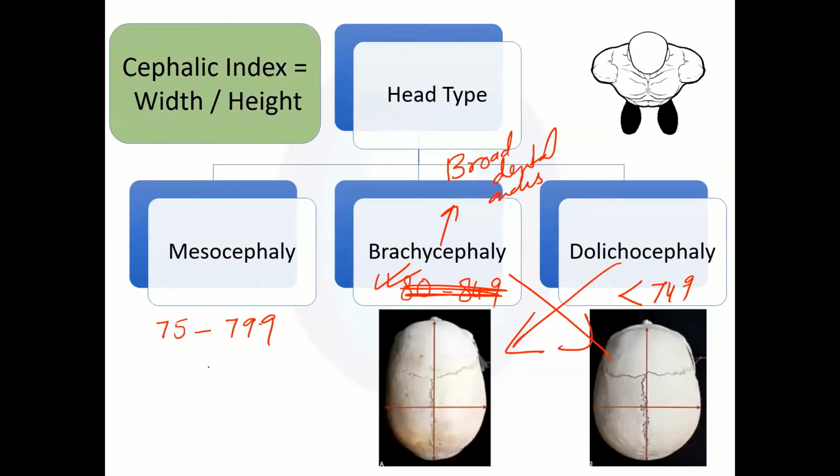Remember it like this: 75 to 80, 82. There is a difference of 5, 4.9 actually, and less than 75. So this would be easier. This is meso, this is brachy, this is dolicho.